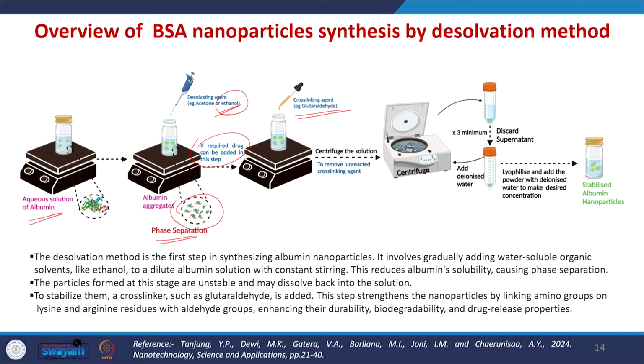After the cross-linking step is over, we have to do centrifugation to remove the unreacted cross-linking agent. After the centrifugation, discard the supernatant and add deionized water, and repeat this centrifugation step at least 3 times to completely remove the unreacted cross-linking agent. Then you can lyophilize and mix the powder with deionized water to make the desired concentration of your protein nanoparticle. In this way, we can make the stable albumin nanoparticle. In today's lecture also, we are going to learn how to synthesize this BSA nanoparticle by this method in more detail through practical demonstration.